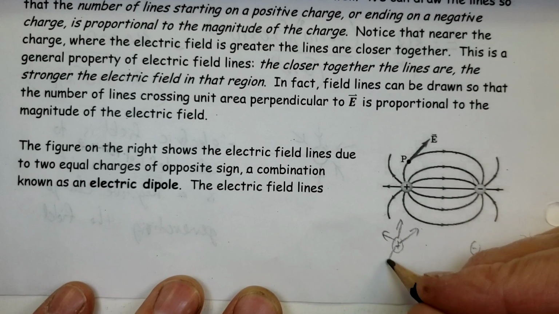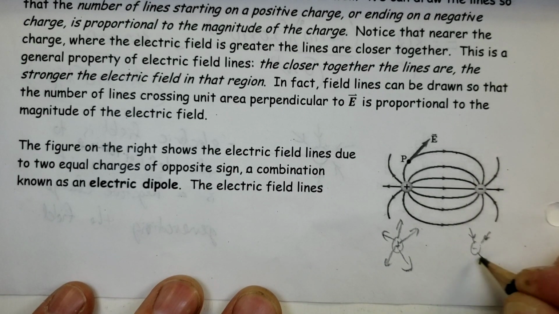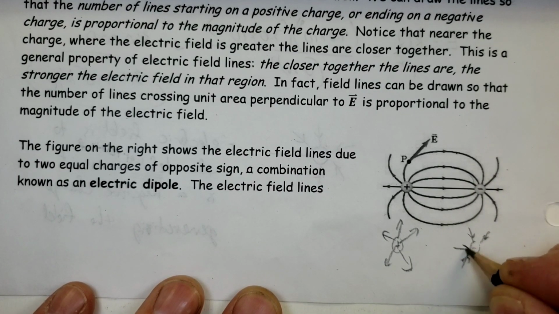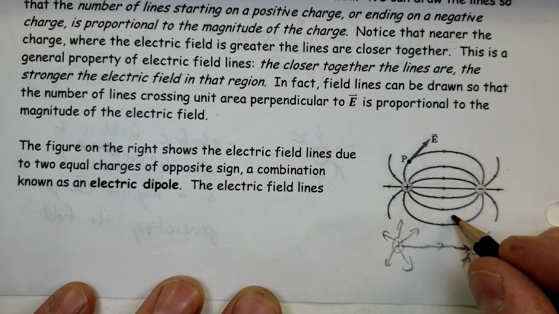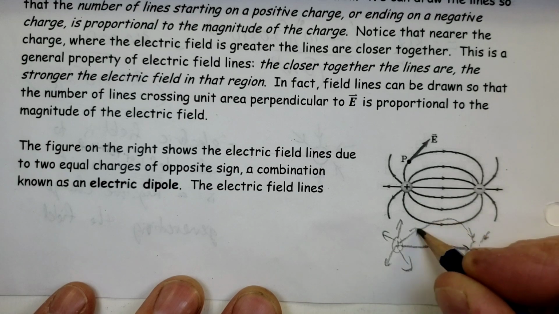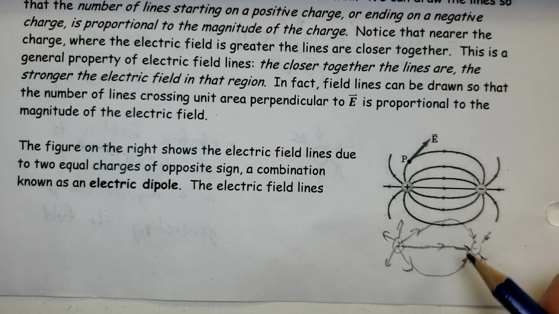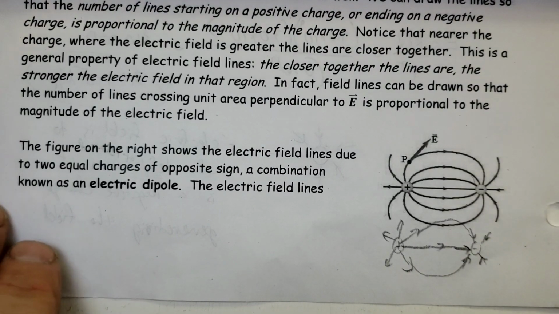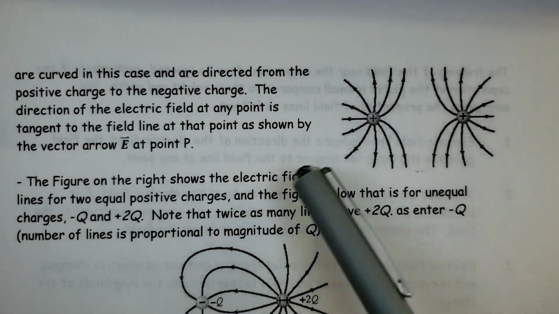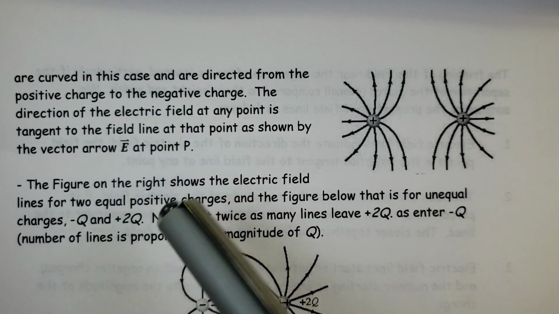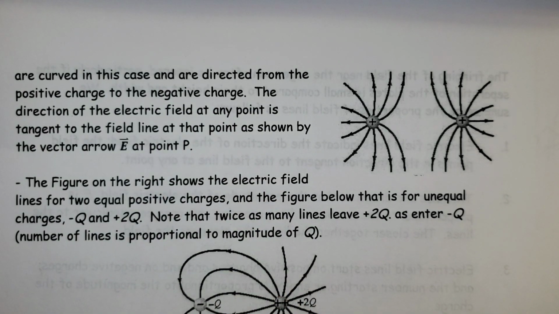So you can see they combine with each other because we have the positive charge, away, towards, away, towards. So they combine into making one big loop from one to another. A few other examples on the next page. Curved in this case and directed from positive to negative. The direction of electric field at any point is tangent to the field line at that point.